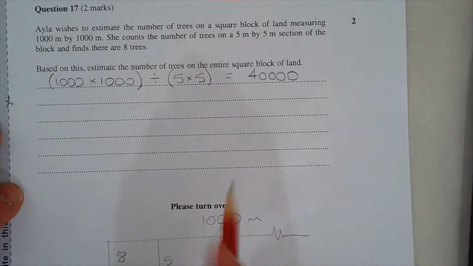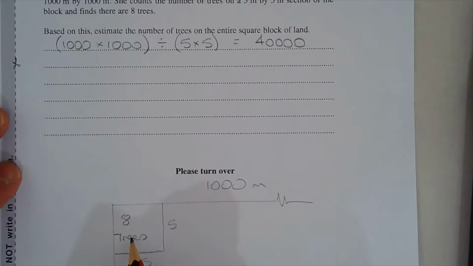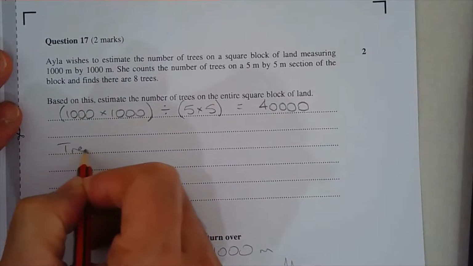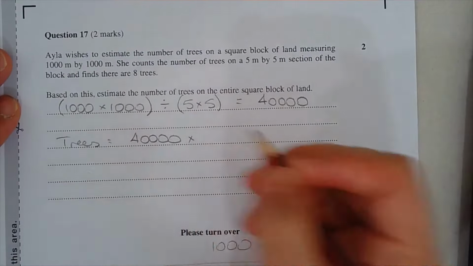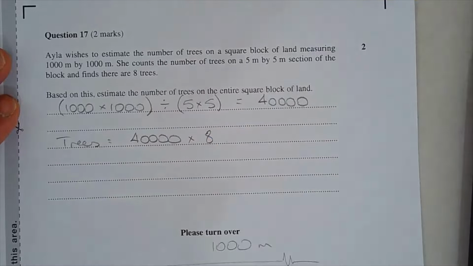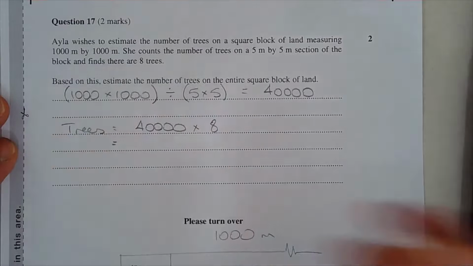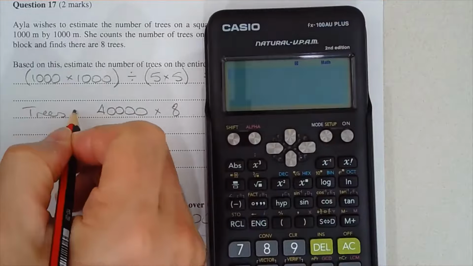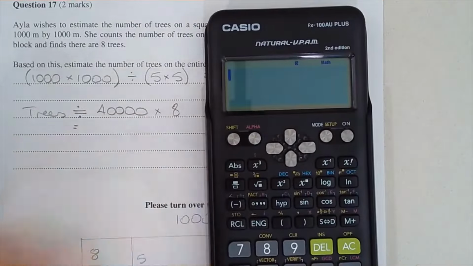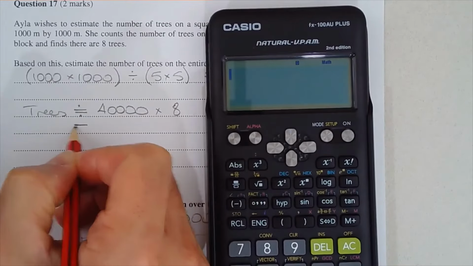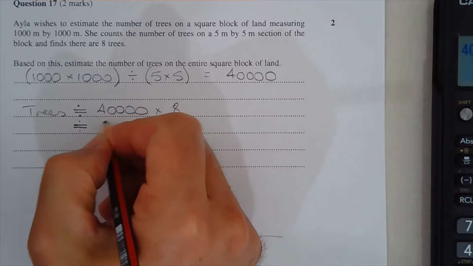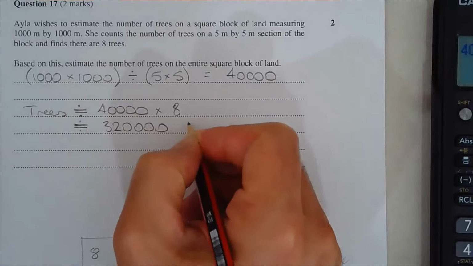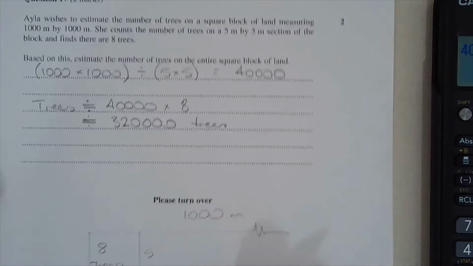Now, how many trees are there? In a 5 by 5 square, there's 8 trees. So the number of trees is equal to, we've got 40,000 of those 5 by 5 metre squares, each one has 8 trees in it. Or so the estimate, therefore, now I should say more accurately that the number of trees is really an estimate. So 40,000 times 8 is 320,000 trees estimated.